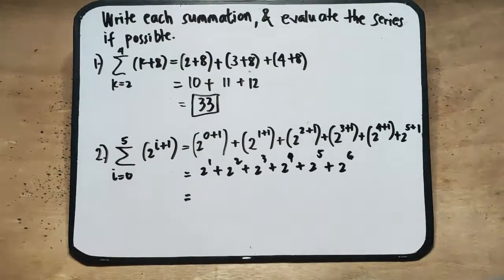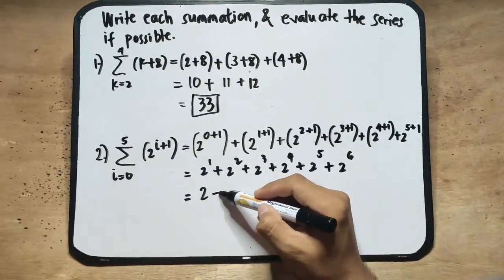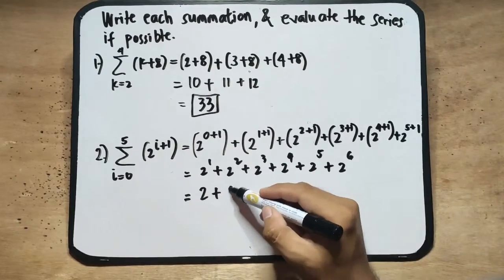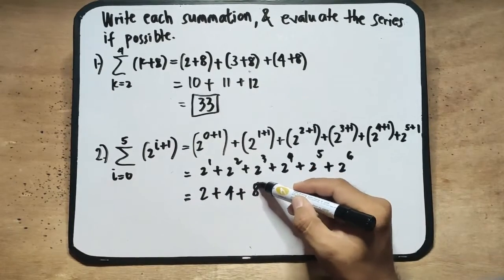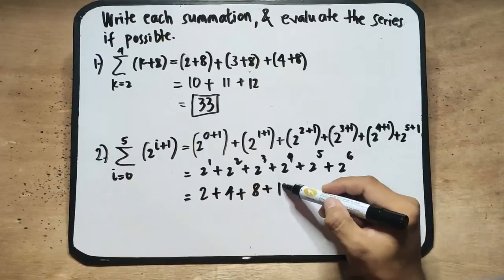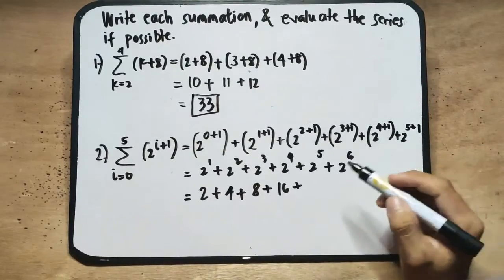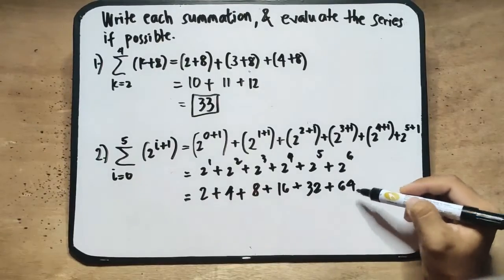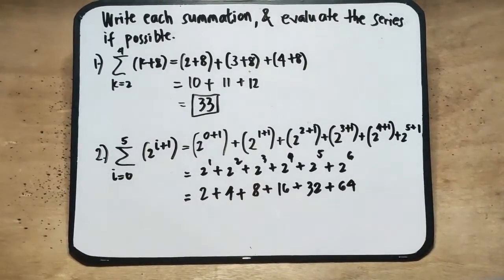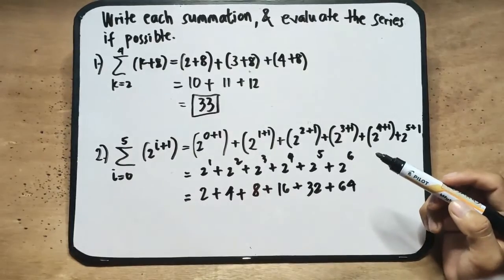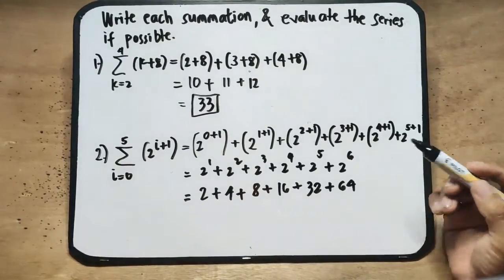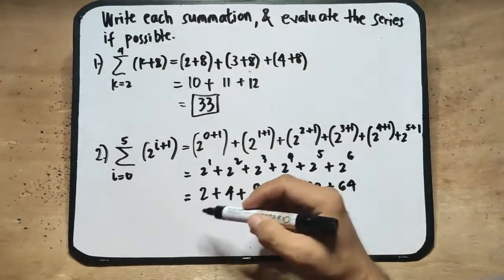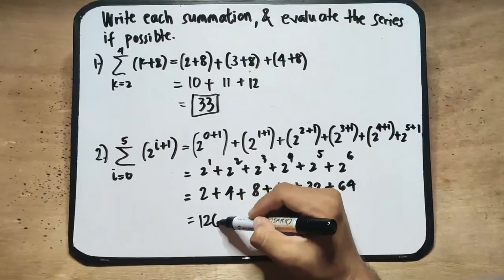So, simplifying, we have 2 raised to 1 is 2. 2 raised to 2, or 2 squared is 4. 2 cubed is 8. 2 raised to 4 is 16. 2 raised to 5 is 32. And 2 raised to 6 is 64. So, if we add these numbers, 2 plus 4 plus 8 plus 16 plus 32 plus 64, the value will be 126.